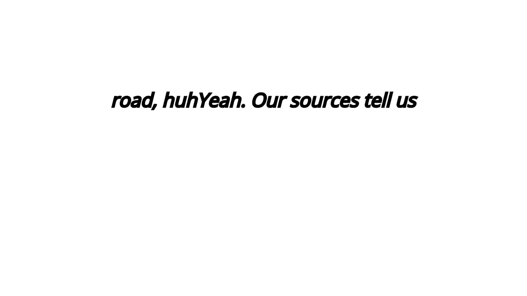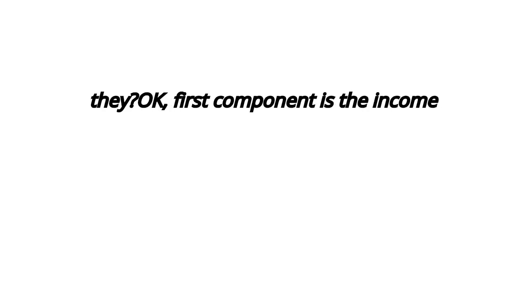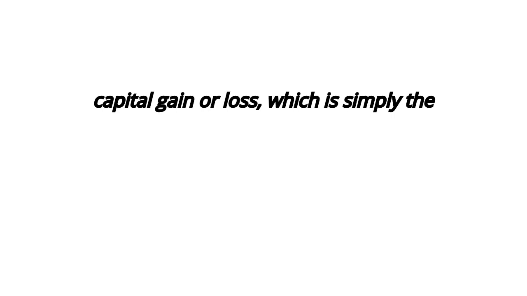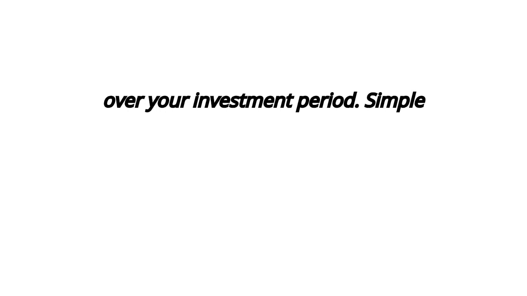Yeah. Our sources tell us that the total return on an investment boils down to two main things. What are they? Okay, first component is the income yield, the cash you receive periodically, like dividends from stocks or interest payments from bonds. The second is the capital gain or loss, which is simply the change in the market price of the asset over your investment period. Simple enough. Both of these together give you the total return.